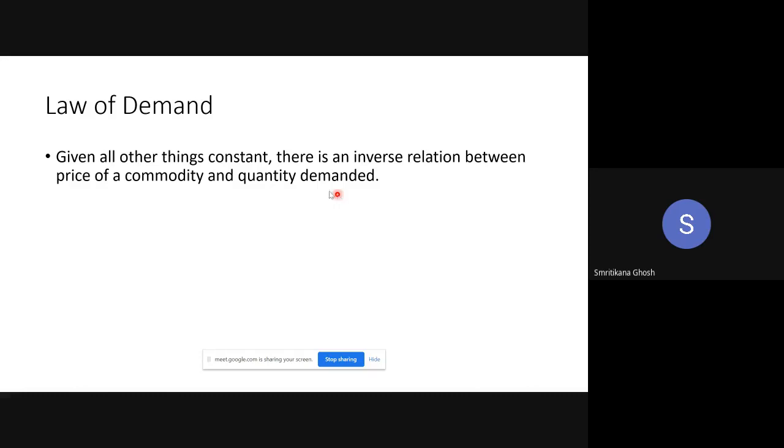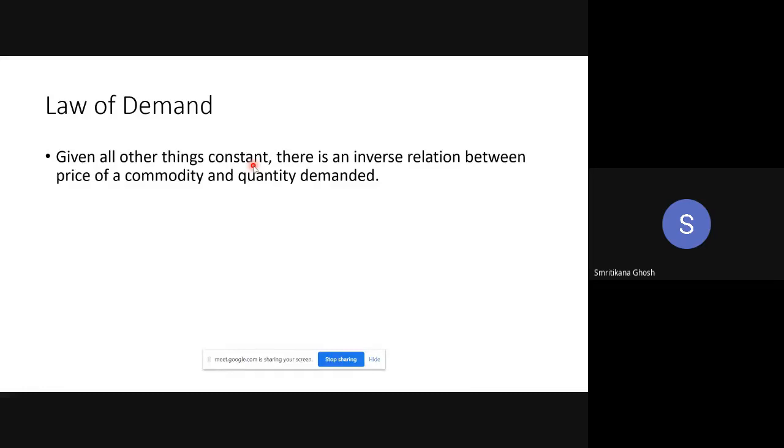And all other things are constant because there are a lot of things which can influence your demand. So I'm just assuming these things are not there. They are as before, they are constant. They are not influencing my demand, only the price is changing. Then how my demand is changing is called the law of demand. There is an inverse relationship between these two, which is called the law of demand.